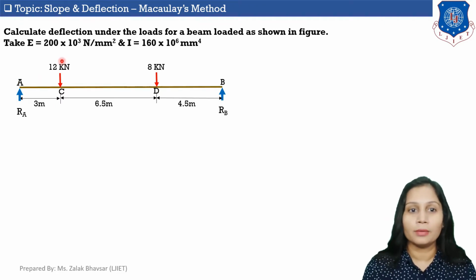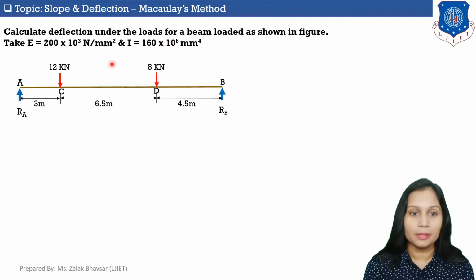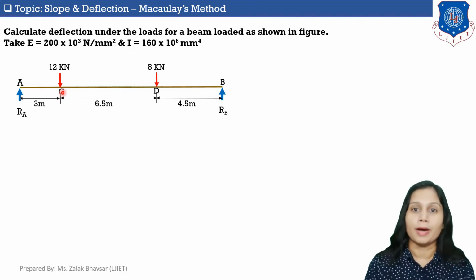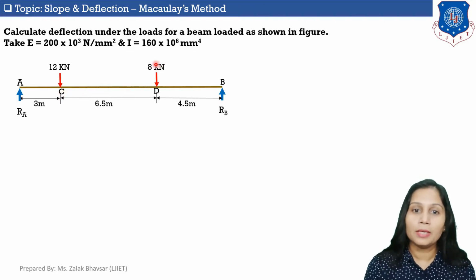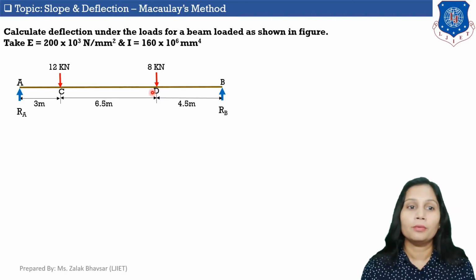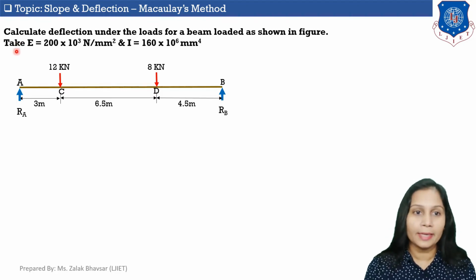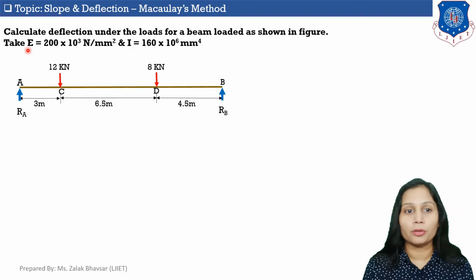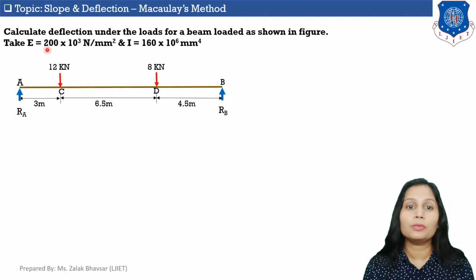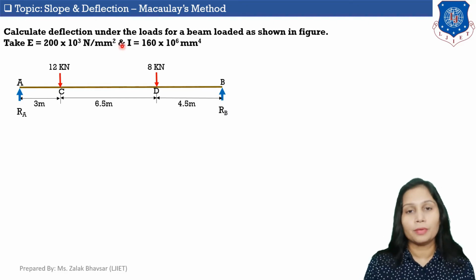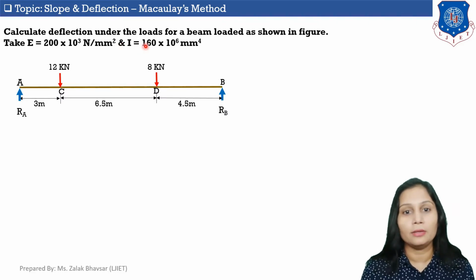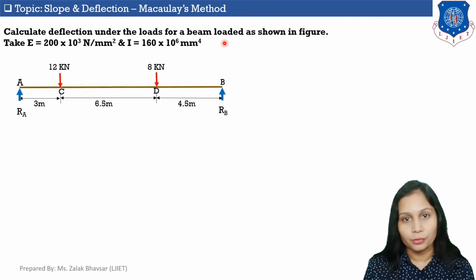Now we need to calculate deflection under the loads. It means we need to calculate deflection of this beam at point C, it means YC we need to find out, and we need to find out deflection at point D, which is YD. Okay. Now this is also given data. Take value of E, which is Young's modulus of elasticity, equal to 200 into 10 raised to 3 Newton per mm square, and value of I, which is moment of inertia of this beam, equal to 160 into 10 raised to 6 mm raised to 4.